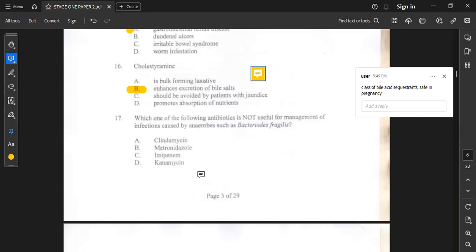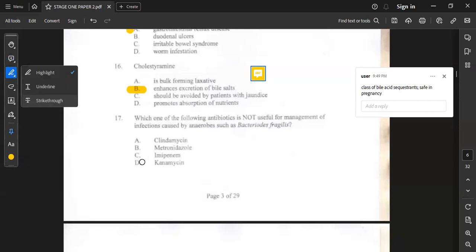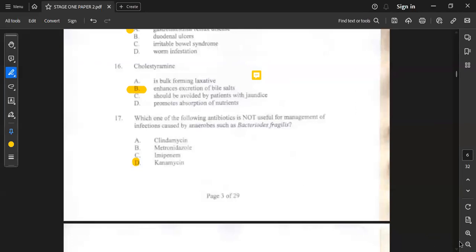Someone said kanamycin. Yeah, the answer is kanamycin, because Bacteroides fragilis is resistant to kanamycin. How though? Explain, please. Kanamycin is used for aerobic gram-negative bacteria, and fragilis is anaerobic. That is reason enough, Doctor.